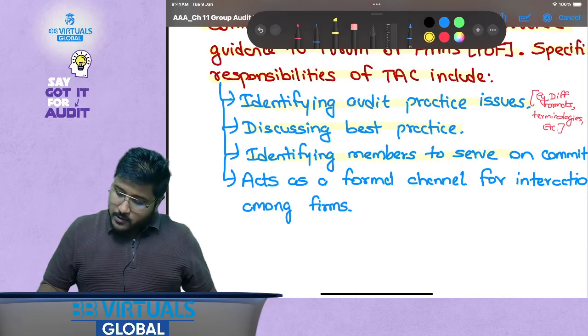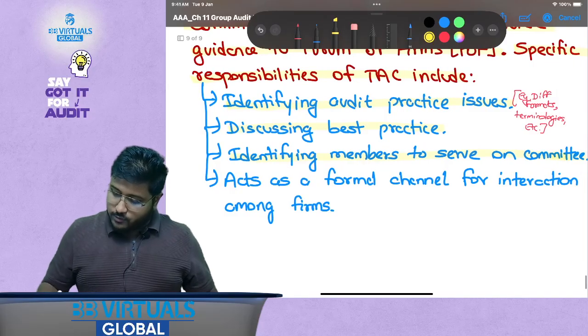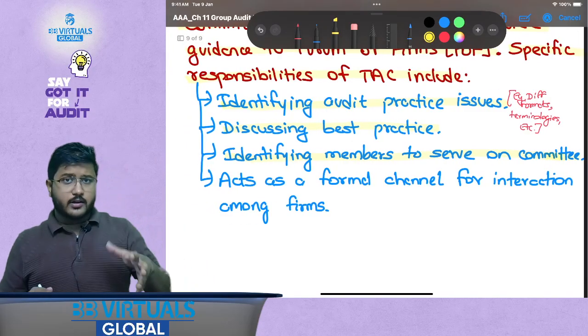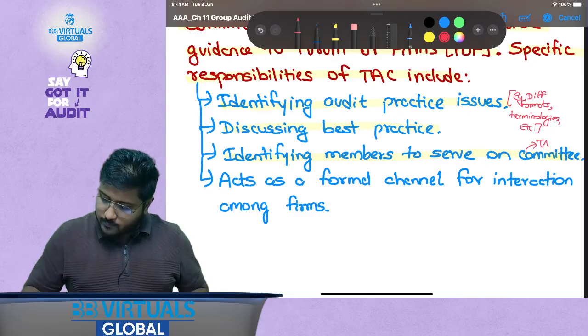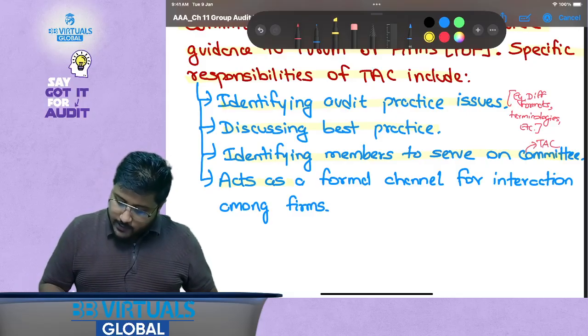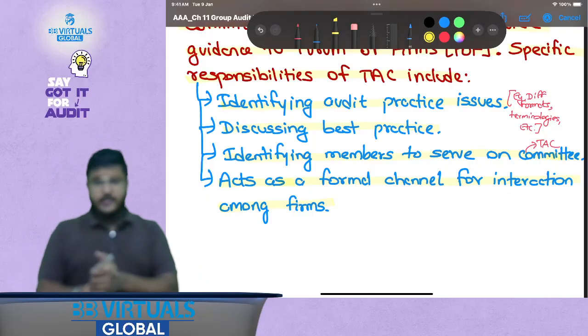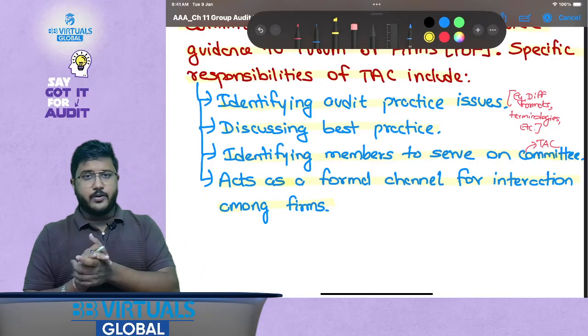Then identifying members to serve on the committee. So that is very important, that who should be serving on this particular committee, TAC only. Okay. And then it acts as a formal channel for interaction among firms. There are multiple firms, so this acts as a formal channel for communication between them.